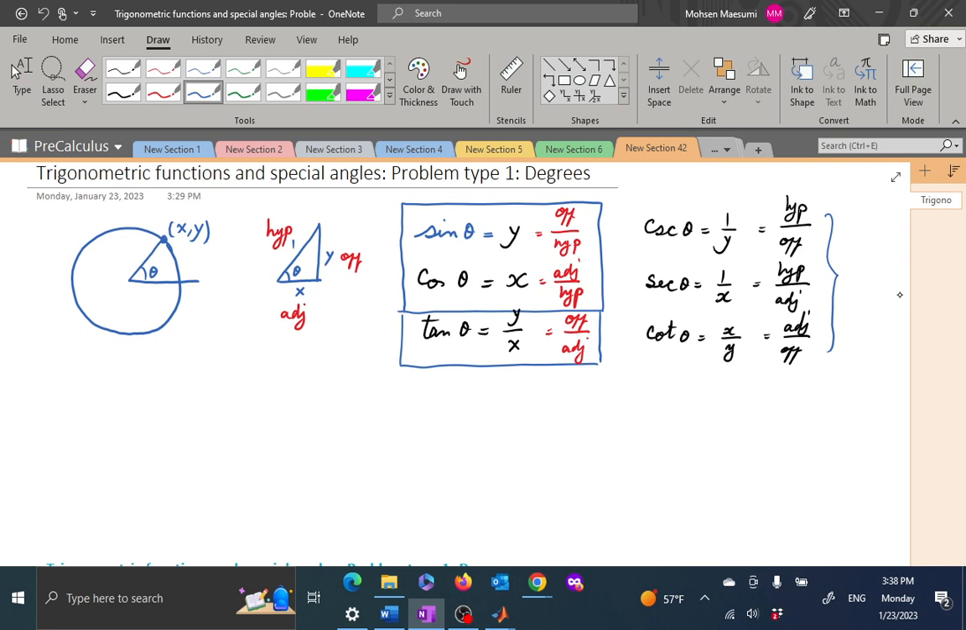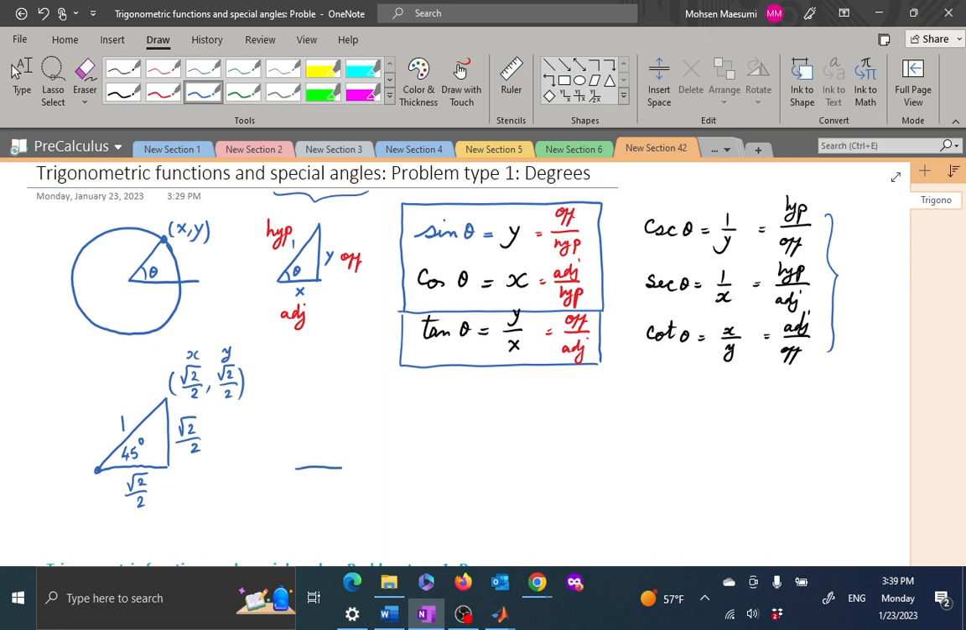Now we are going to look at so-called special angles. You remember last time we had the following. If you have an angle of pi over 4 or 45 degrees, these three sides were radical 2 over 2, radical 2 over 2, and 1. In a circle, the coordinates were radical 2 over 2 and radical 2 over 2, meaning this is x and this is y.